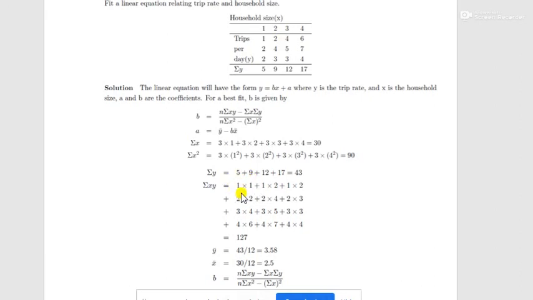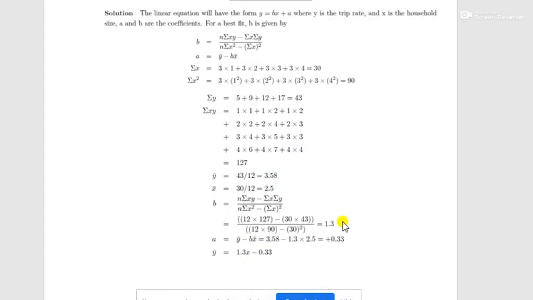That means 1 multiplied by 1, 1 multiplied by 2, 1 multiplied by 3, plus 2 times 2, 2 times 4, 2 times 3. Next 3 times 4, 3 times 5, 3 times 3. Last 4 times 6, 4 times 7, 4 times 4. This is the summation of xy, and the total value here is 127.